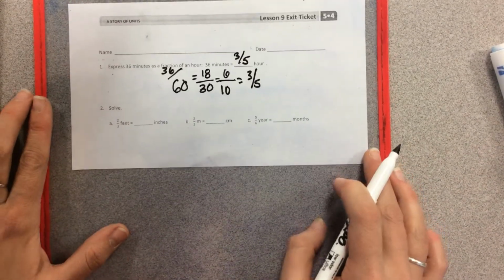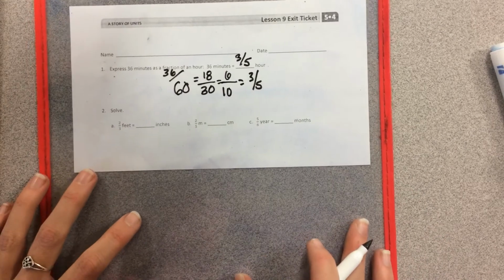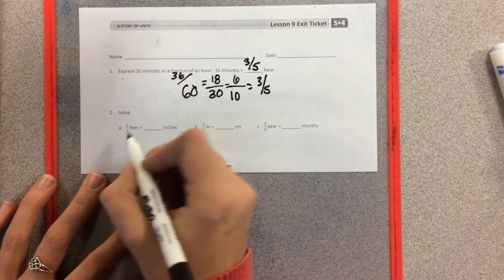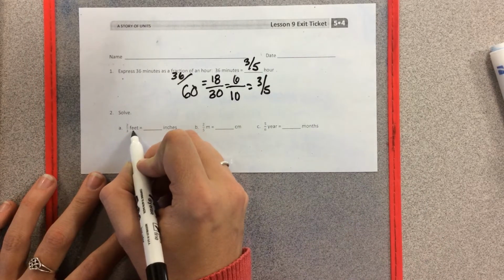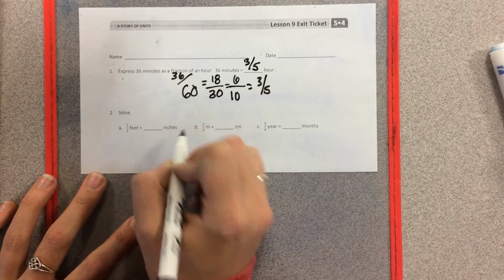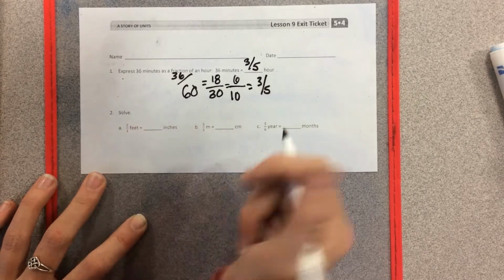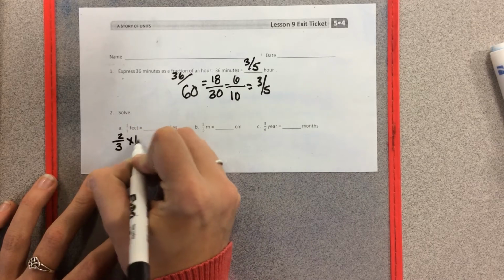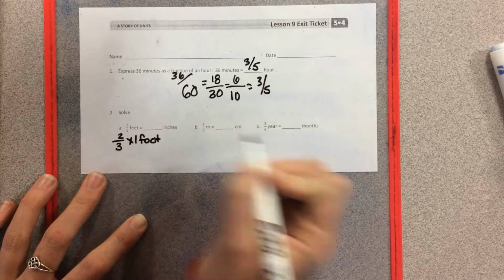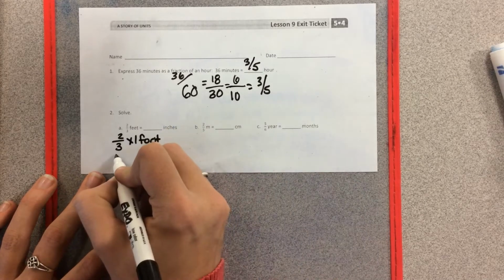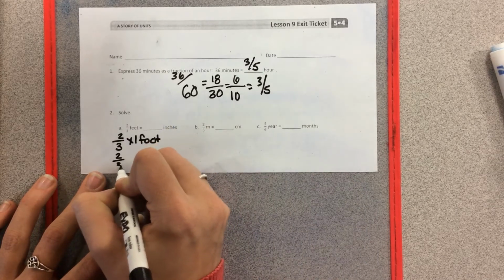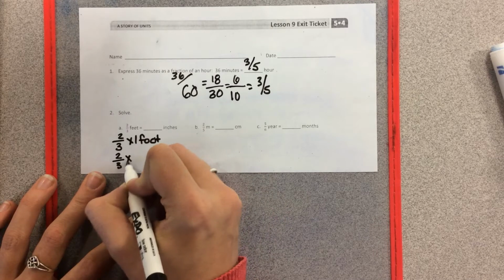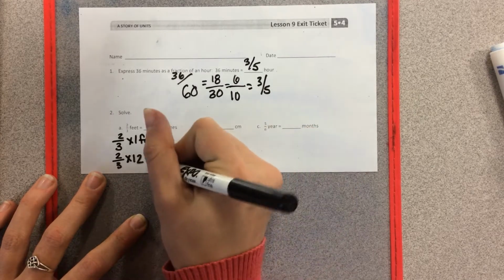All right, underneath here, this is what we worked on all day today in our lesson. 2/3 of a foot, or 2/3 feet, equals how many inches? Well, I'm going to think, okay, 2/3 times 1 foot. Now let's rename this to inches. 2/3, how many inches are in a foot? 12 inches.